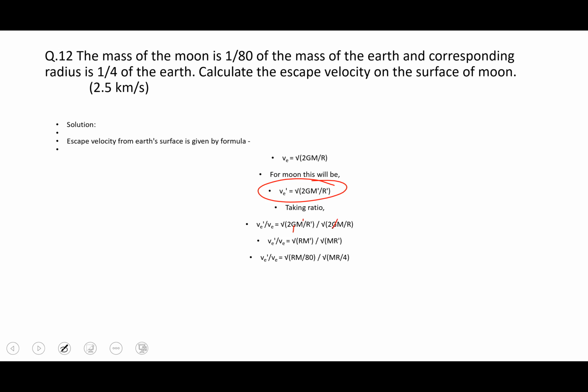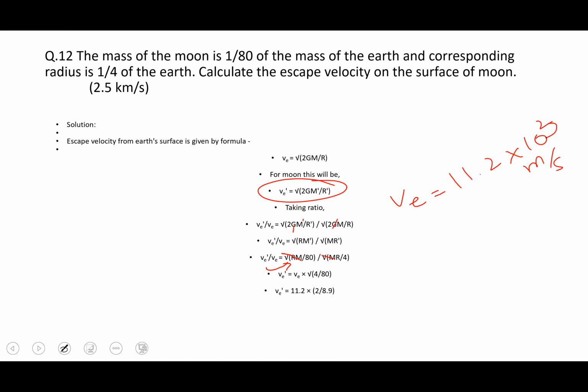Now, if we cancel out these values because they are constant, we are only left with this value, and V E goes on to the other side. We know the value of the escape velocity V E, which is equal to 11.2 into 10 to the power 3 meter per second. It is in kilometers.